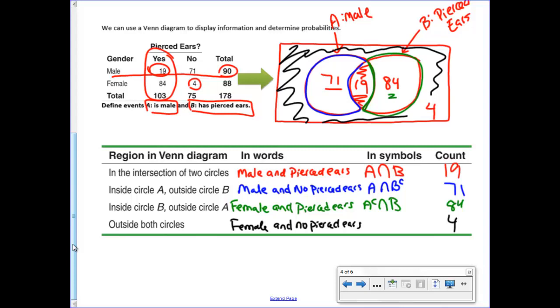I'm not an A and I'm not a B, so that's the complement of both of them. So A, the complement of A, and the complement of B. And we're going to work with the union a little bit later.